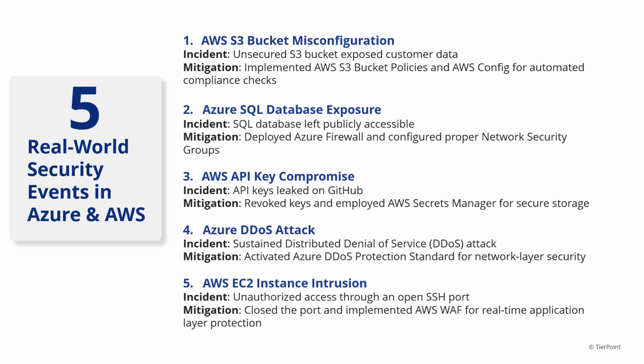In addition to that, oftentimes we will see denial of service attacks from other regions on customers within the United States or elsewhere. These manifest themselves in sustained DDoS attacks. We can utilize services such as Azure DDoS Protection for network layer security in these events. And finally, for brute force intrusion, oftentimes actors can get unauthorized access through an open SSH port on a virtual machine. It's important to close those ports and implement something like AWS WAF for real-time application layer protection.